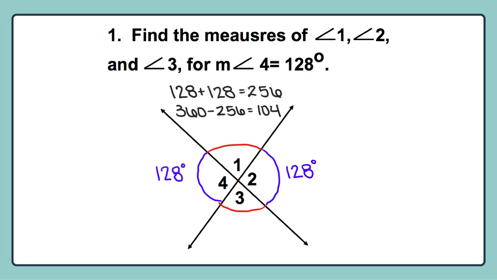Why are we dividing it by 2? Zoe? Because there's 2 of them. There's 2 equal angles we have to cover. So 104 divided by 2 is 52 degrees. Okay. Which means angle 3 is how big? 52 degrees.